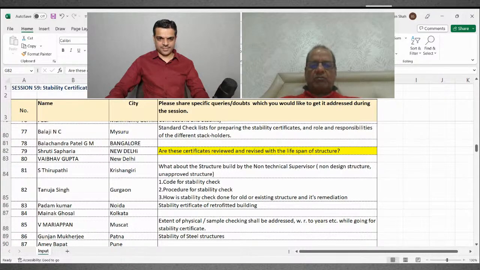What about the structure built by the non-technical supervisor? You can't help it.